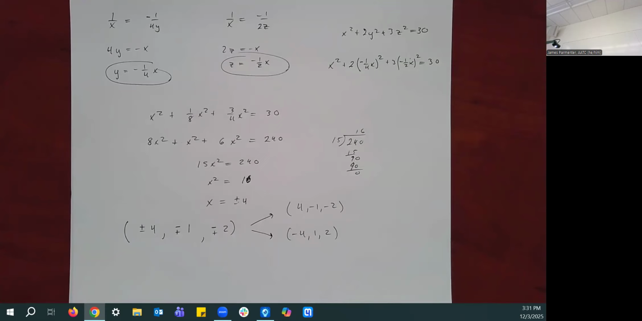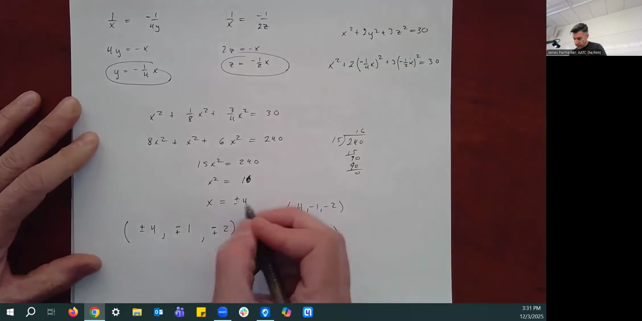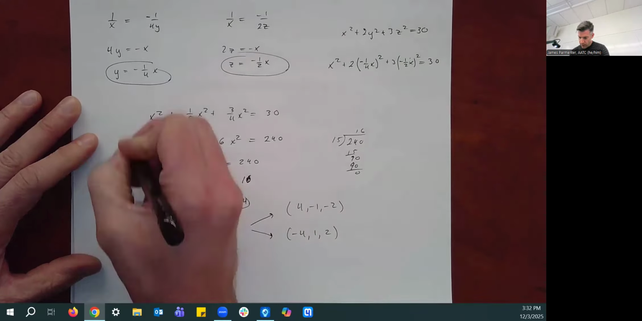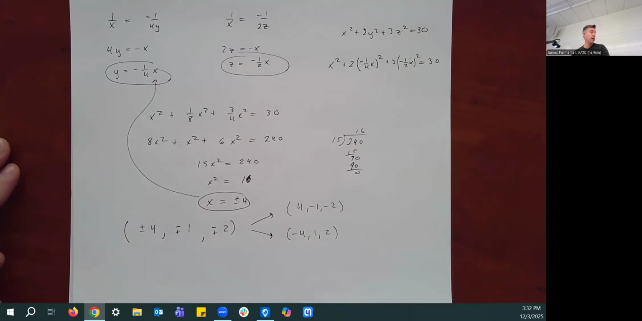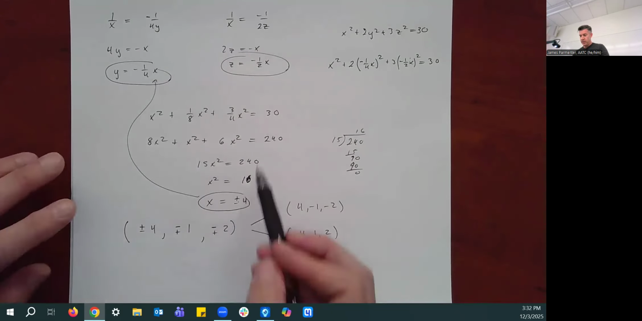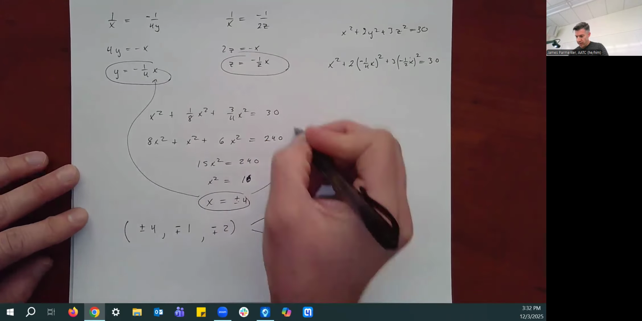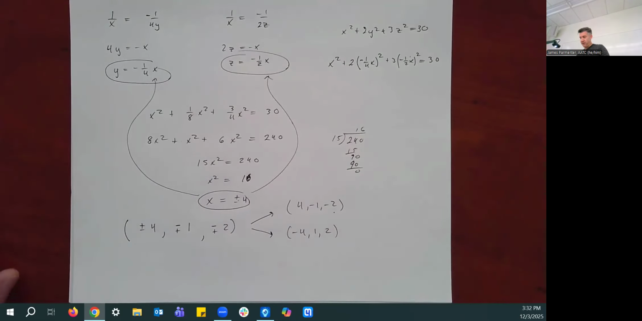Oh, sorry. So right up here, if x is equal to plus or minus 4, we know that y is negative 1/4 times x. And negative 1/4 times 4 is negative 1. And if x is 4, z is negative 1/2 times 4, and negative 1/2 times 4 is negative 2. Or if x is negative 4, then y and z are positive 1, positive 2. Cool. We haven't finished the problem yet. Well, we haven't said which one is the hottest and which one is the coldest. So we actually have to plug those points back into the temperature formula to figure out which one's the hottest and which one's the coldest.